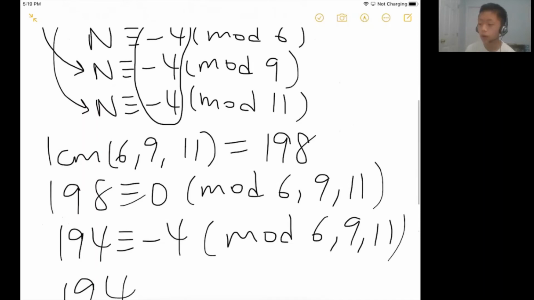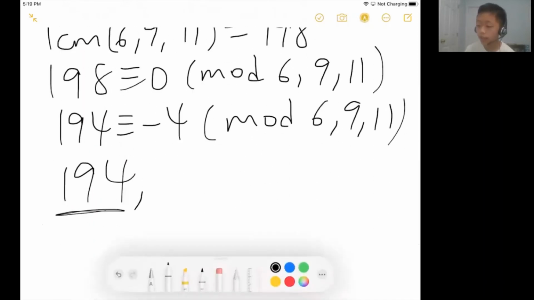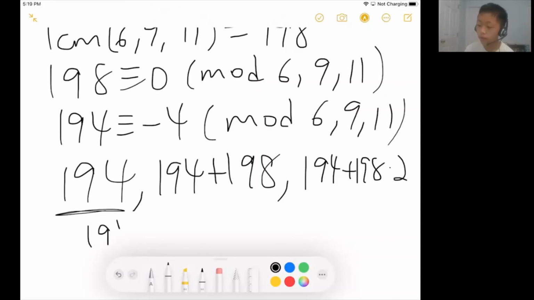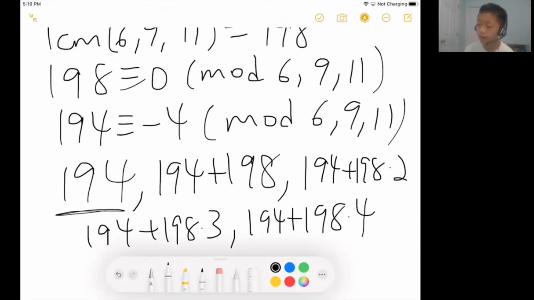It's a cycle, right? So if I have 194 plus 198, this also satisfies the conditions. You can plug it back into the congruences and check it. It'll work. And similarly, 194 plus 198 times 2 will also work. 194 plus 198 times 3 will work. 194 plus 198 times 4 will work. Just basically 194 plus the multiples of 198.